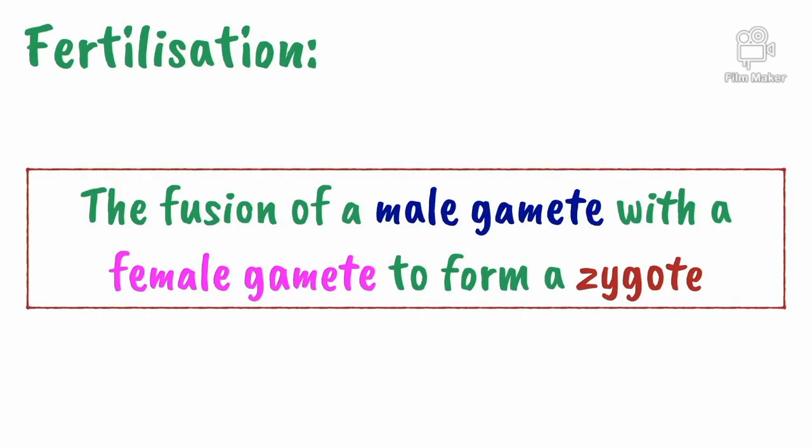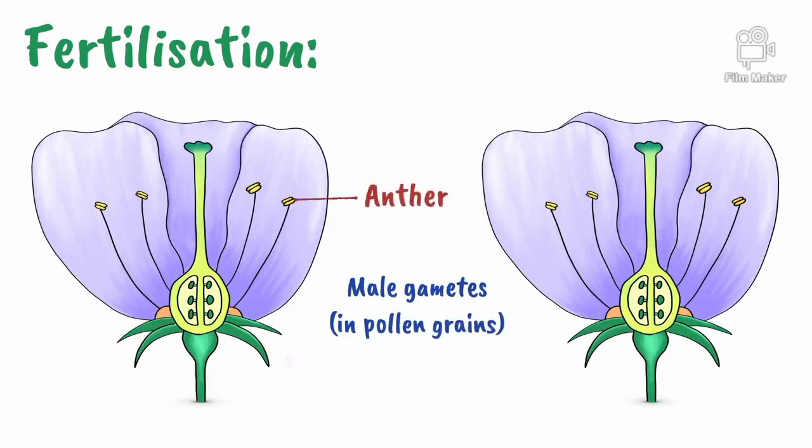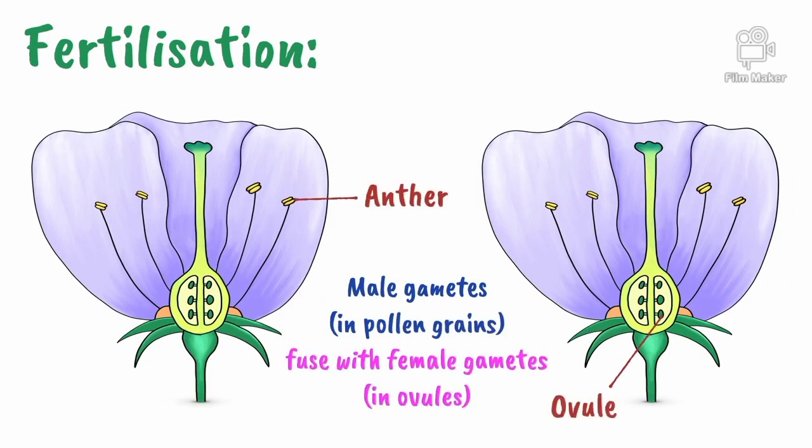Let's look at fertilization and seed formation. Fertilization is the fusion of male gamete with the female gamete to form a zygote. So the male gamete in the pollen grains stored in the anther fuse with the female gamete in the ovules.